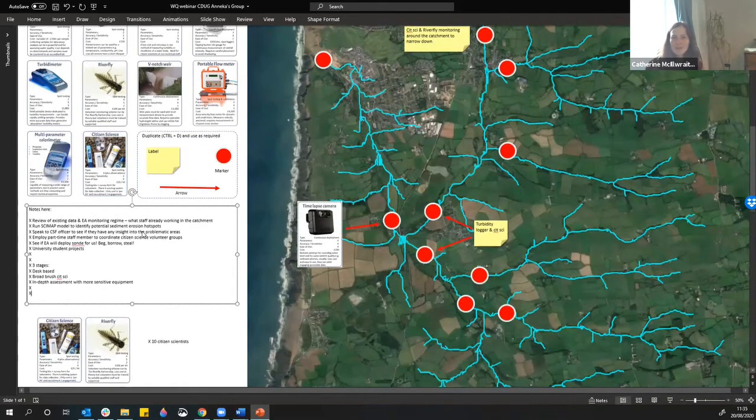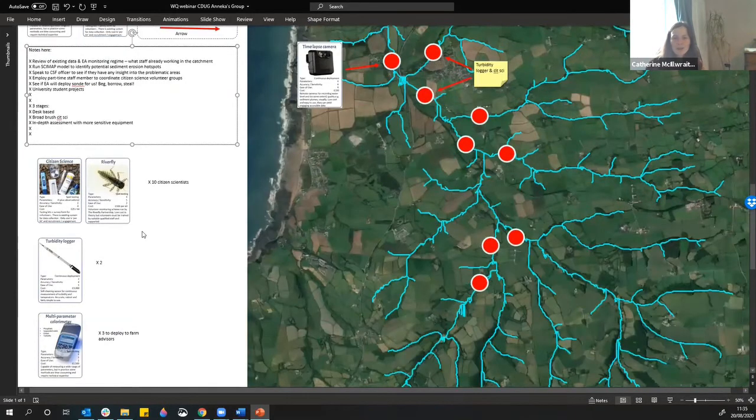Yeah, we had turbidity loggers, sort of where Annika's pointing on the map, to look at where the sediment was coming from, but the location of those turbidity loggers is going to be informed by our desk study in the first couple of months. We're also going to try and do a push for riverfly as well, so to tie that in with the citizen science side of things, to get a nice indication of sediment loadings over time.